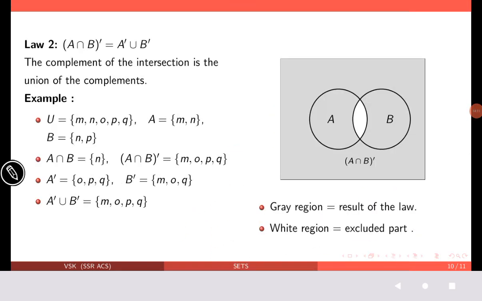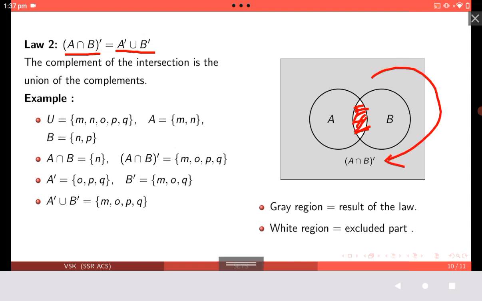Now the second law is the complement of A intersection B is the same as the union of the complement of A and the complement of B. Let us understand this by an example. This is represented by, because A is over here and B is over here, A intersection B is this, and we have to find its complement. So all the portion which does not lie over here, that will be your complement of A intersection B.